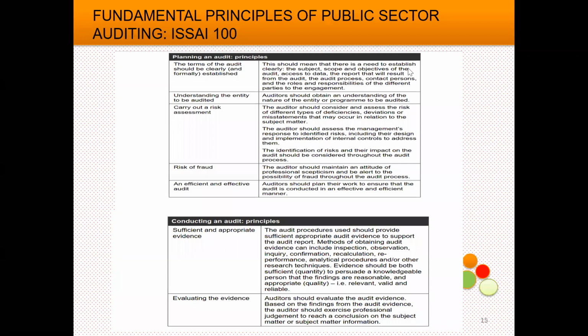Planning the audit. The terms of the audit should be clearly established, right? And this is where, so what are some of the things that happen under planning? When we say planning the audit, here you carry out a risk assessment. You do a preliminary risk on fraud. You try to understand the entity. Very, very important. This is where you understand the entity. Here too you lay out the terms of the audit. It should be stated clearly.